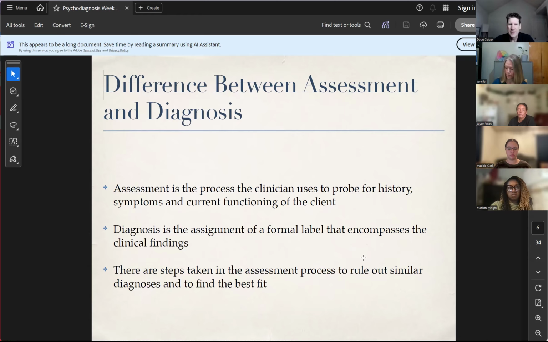So we want to understand their symptoms and their current functioning to determine the direction of the treatment, okay? Diagnosis is the assignment of a formal label that encompasses the clinical findings. So here's, when I'm working with counselors, I say I don't like diagnosing individuals or putting a formal diagnosis on their treatment plan, other than something like adjustment disorder of some sort.